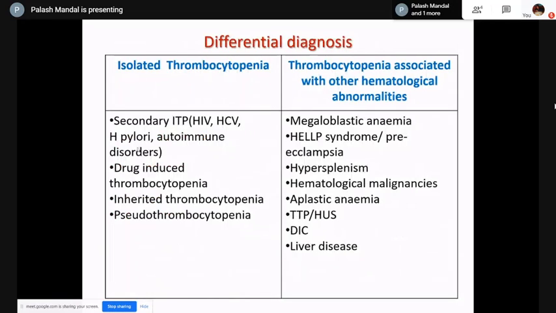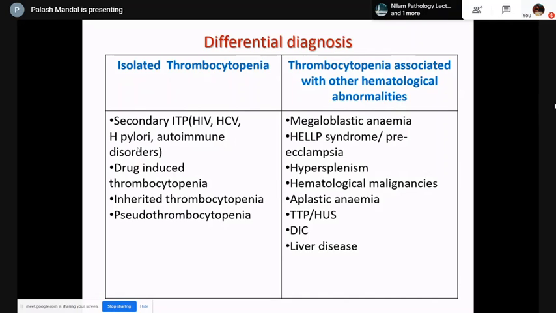So we have to differentiate. We have to find out the true cause of thrombocytopenia. Now, there are other causes of thrombocytopenia also. After the acute and chronic thrombocytopenia, we have to see there are some other causes of thrombocytopenia also. So what can be the causes of thrombocytopenia?